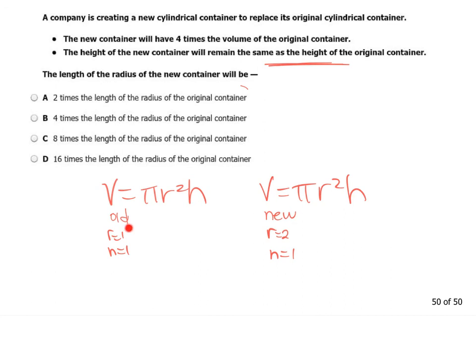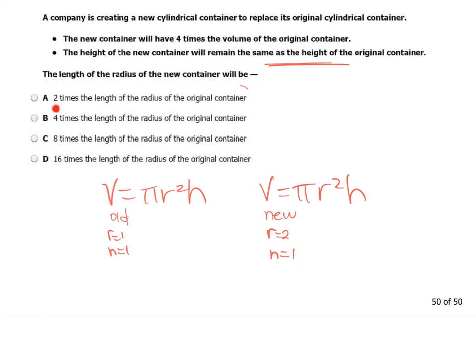We have an old volume and a new volume. Here it says that the height of the new container will remain the same as the height of the original container. So the height of the new container is going to stay the same. So take a look down here. I got my height. I picked an easy number. I picked 1. And over here I have 1.